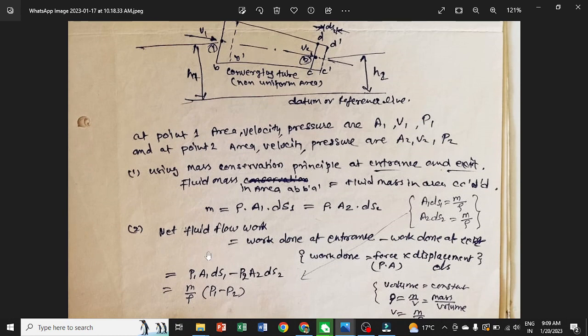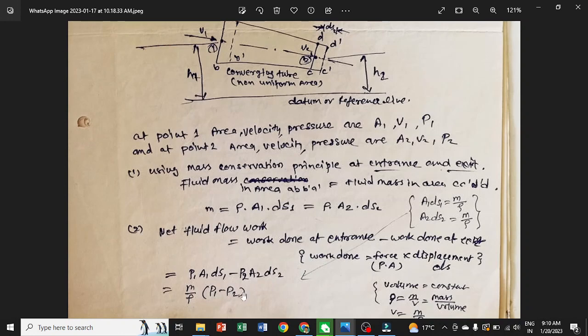Point number 2 is net fluid work: work done at entrance and work done at exit. As we know, work done is always force into displacement, and force is always pressure into area. So pressure into area into displacement is always work done. So work done at the entrance is P1 A1 ds1, minus work done at exit P2 A2 ds2.